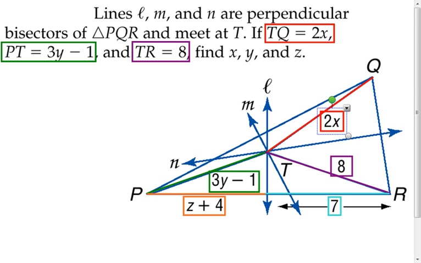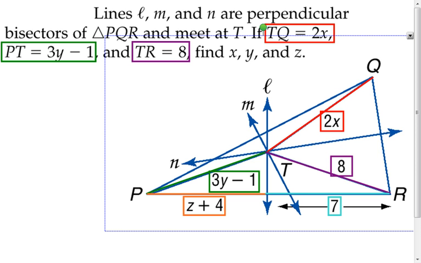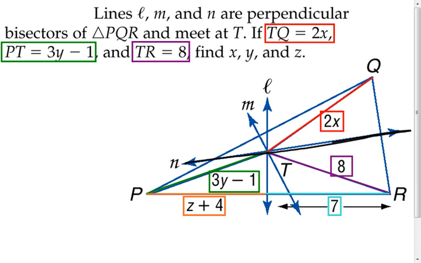It tells me that from Q to this point T is 2x long. But I also look at this and I go, well, from R to T is 8 units long. Now being point T is on line N, let me highlight this. What color? I'll use black. Here's line N, which remember, line N is a perpendicular bisector of segment QR.